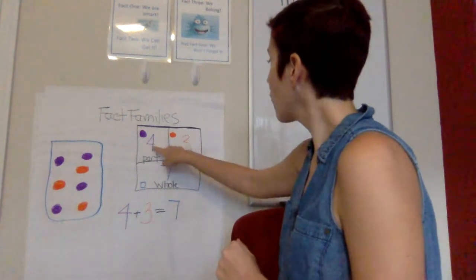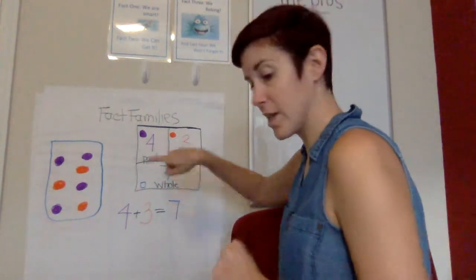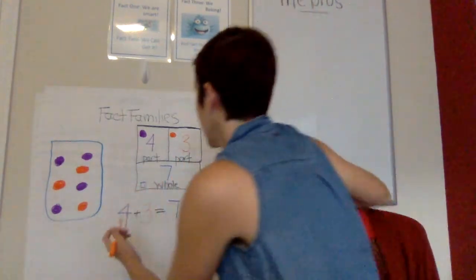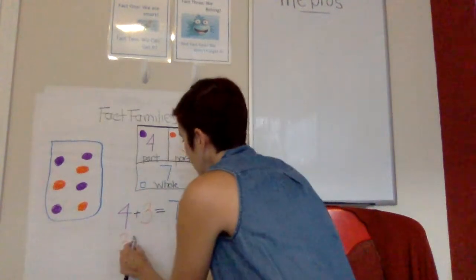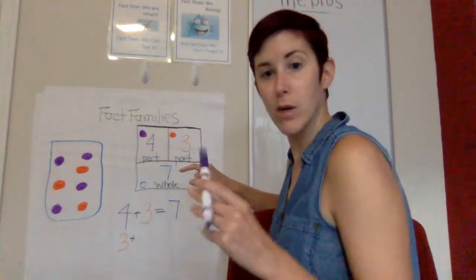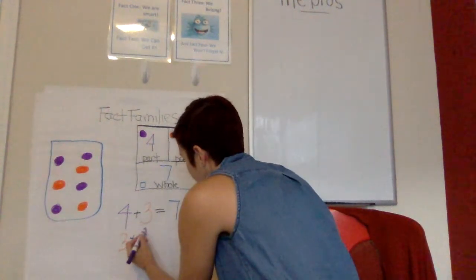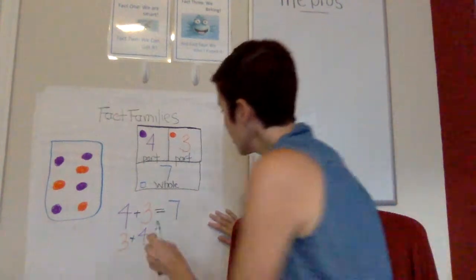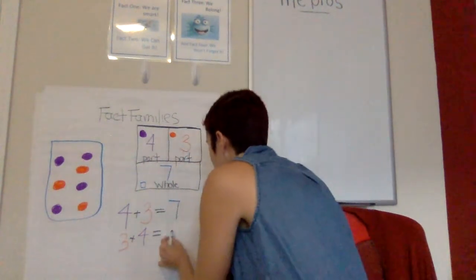So 4 plus 3 is 7, 3 plus 4 is 7, so let's do that. 3 plus, and then we have this other color, which is purple. Okay, equals, and we still have our 7. That is still the same.